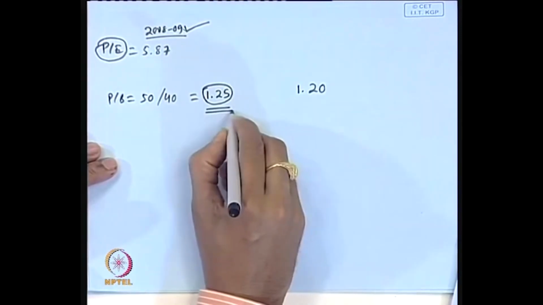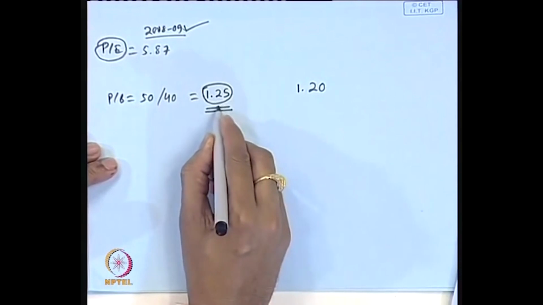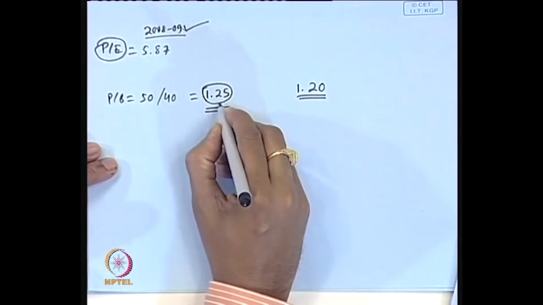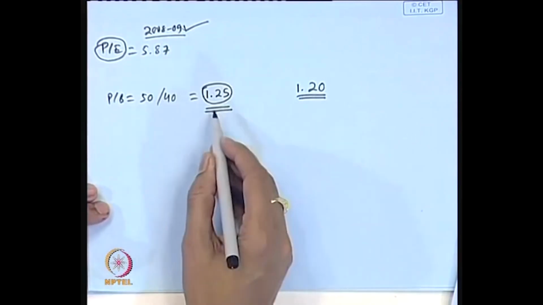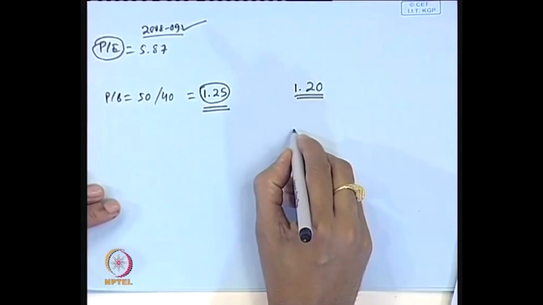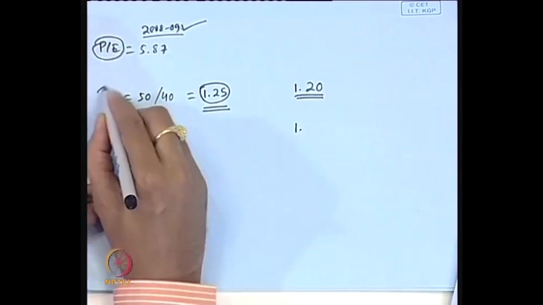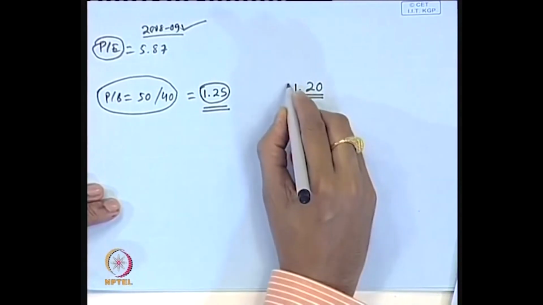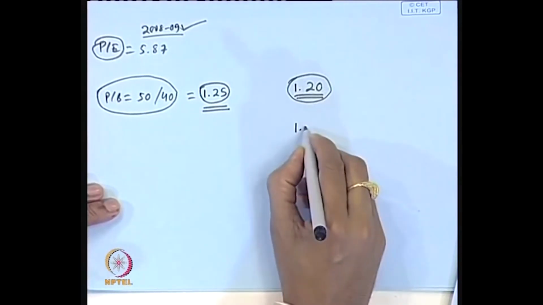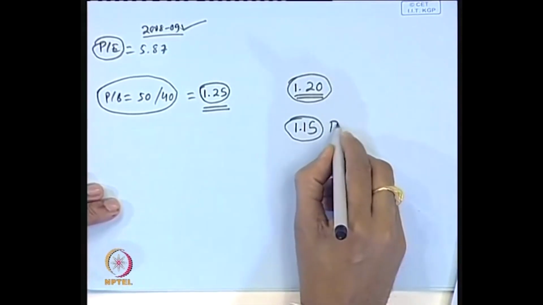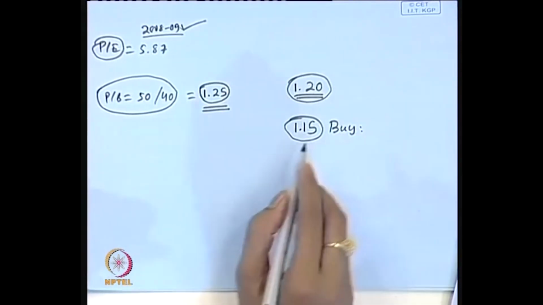If this company is at 1.25, obviously it is more overvalued than the industry. If I have already invested in this company, then I would like to sell the shares, or if I have not invested, I would not like to go for it. But if the benchmark, the average P/B ratio of the industry, is 1.20, and you come across a company with a P/B ratio of 1.15, then in that case we will always like to go for a buy decision for this share.